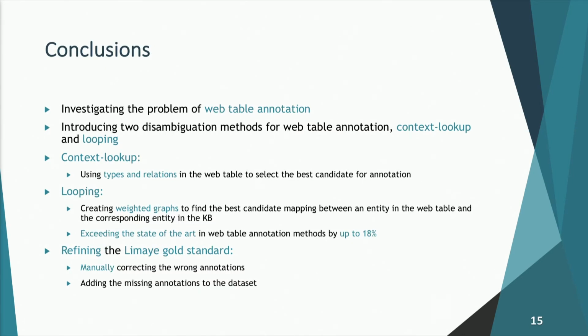And as we showed already in terms of embedding methods, which we called lookup, we achieved 18% improvement in terms of F1 measure, and also 24% in terms of precision. Then at the end, we also contribute by presenting our refined version of popular limerick gold standard, where we changed many wrong annotations in the gold standard, and also we added the missing values.